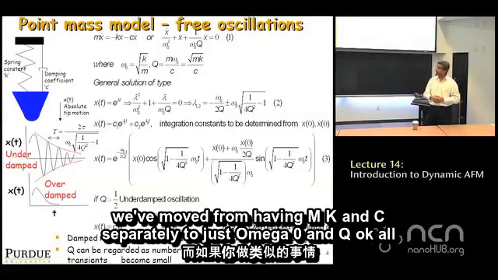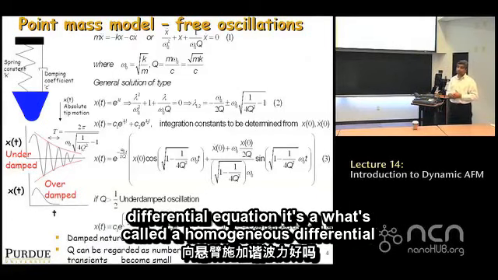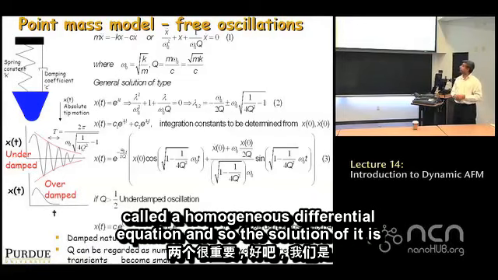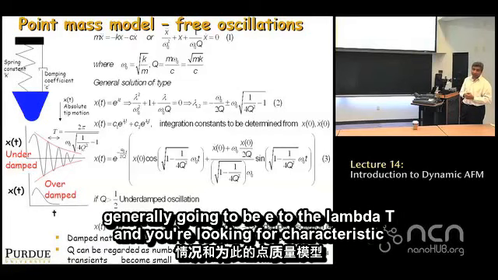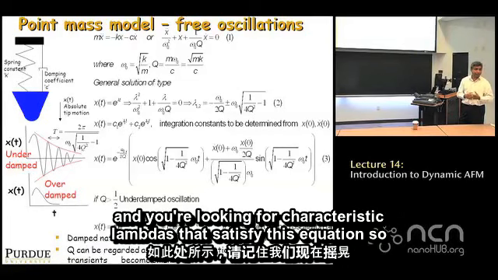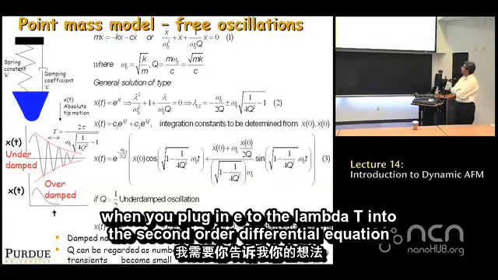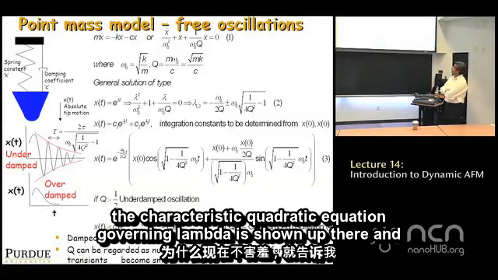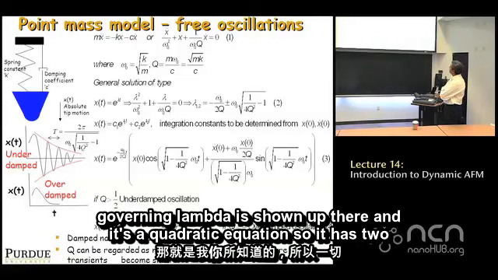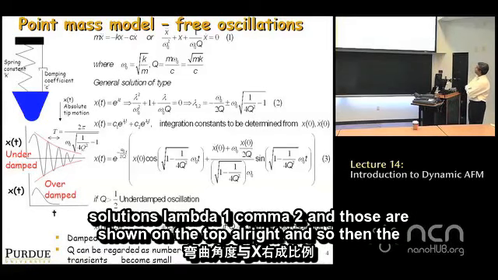Okay, all right. So this is a second-order differential equation. It's what's called a homogeneous differential equation. And so the solution of it is generally going to be e to the lambda t, and you're looking for characteristic lambdas that satisfy this equation. When you plug e to the lambda t into the second-order differential equation, the characteristic quadratic equation governing lambda is shown up there. It has two solutions, lambda 1, lambda 2, and those are shown on the top.